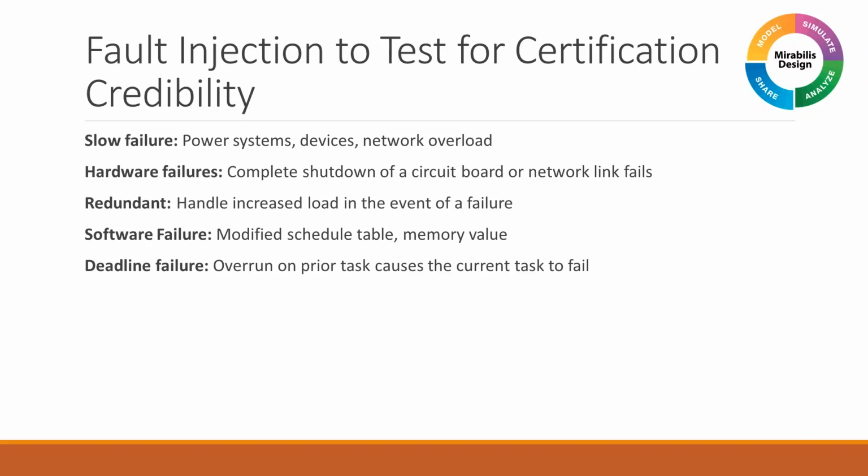Looking at software failures, this is another aspect that I showed you a little bit earlier in the RTOS model, which is looking at failures in my software. Either the schedule table gets dynamically altered, or a value in memory gets changed. As a result of that, what happens? How does it impact the rest of the system? You can also look at deadline lapses, which means a few prior tasks are not able to complete within the deadline. How does that impact the future task?